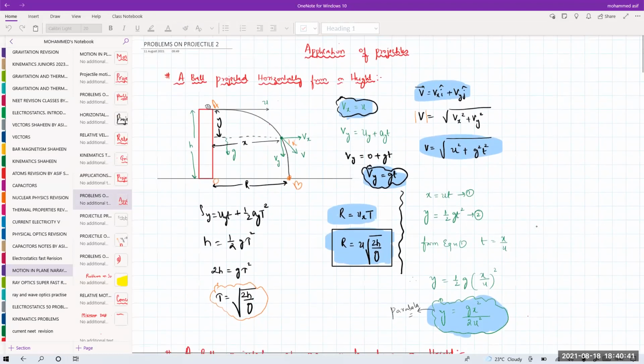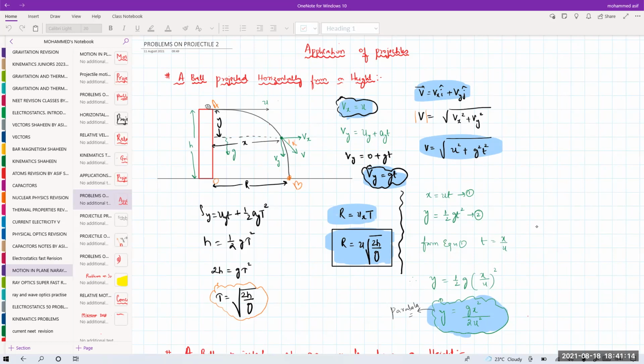When you're projecting the particle from the top of a tower, horizontal velocity will always be equal to u. Vertical velocity will be uy plus ay into t. At the point of projection, uy is 0. So vy is g into t. So Vx is equal to u and Vy is gt. So I can calculate the velocity. V is equal to Vx i cap plus Vy j cap. Vx is u, and Vy is gt. So magnitude of the velocity will be equal to how much, beta? Under root of u square plus g square t square.